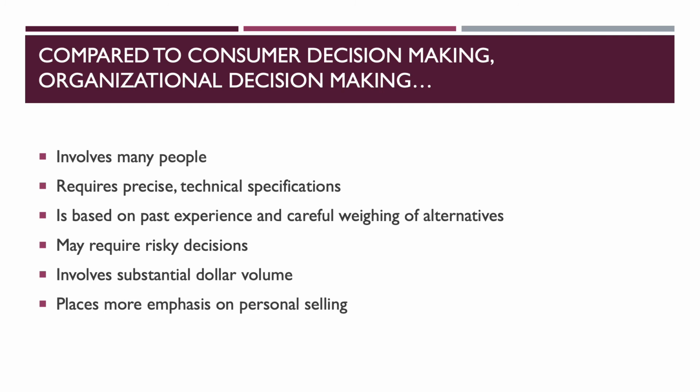Compared to consumer decision making, organizational decision making, which can also be called collective decision making, involves many people, requires precise technical specifications. It is based on past experience and careful weighing of alternatives. It may require risky decisions, involve substantial dollar value because it is bought for the organization, so it's usually in high volumes, and it places more emphasis on personal selling.